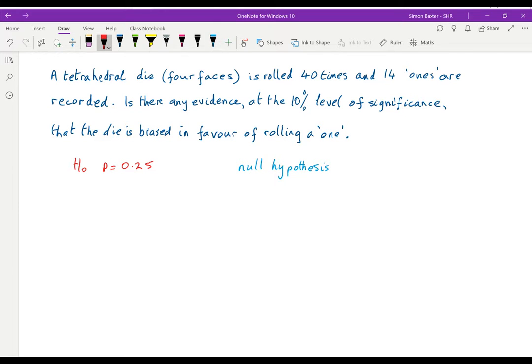Then we want the alternative hypothesis. H1: p is greater than 0.25, we're looking for an improvement. And this is the alternative hypothesis. This tells us, because we're only looking at one end, that we have a one-tail test.